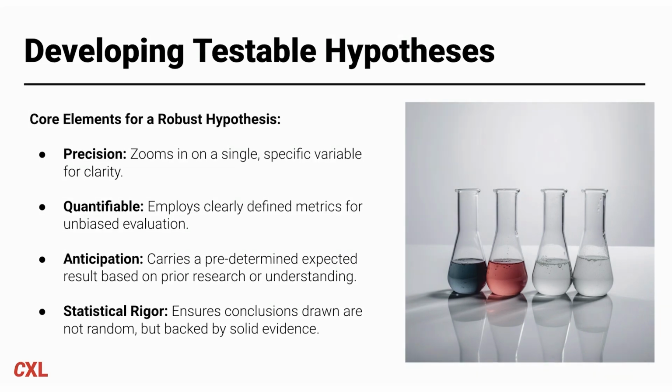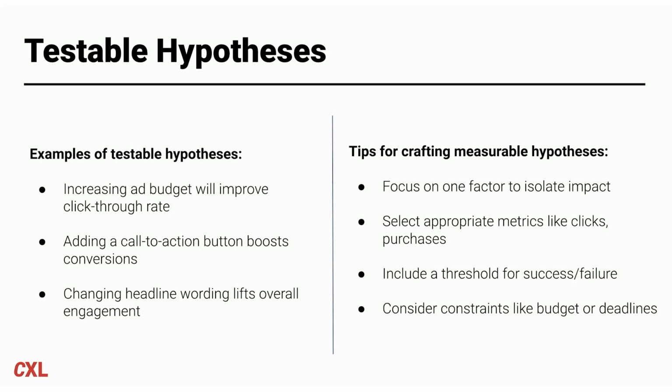And lastly, statistical rigor. In the world of experimentation, not all results are golden. Some can be just mere flukes. Hence, it's vital that our hypothesis can stand up to its own statistical validation. This way, we can trust that our results are genuine and not just a stroke of luck. When you're crafting your next hypothesis, remember these 4 pillars. They'll ensure that your experimentation is both effective and insightful. As we delve into creating our own testable hypothesis, let's first examine some illustrative examples.